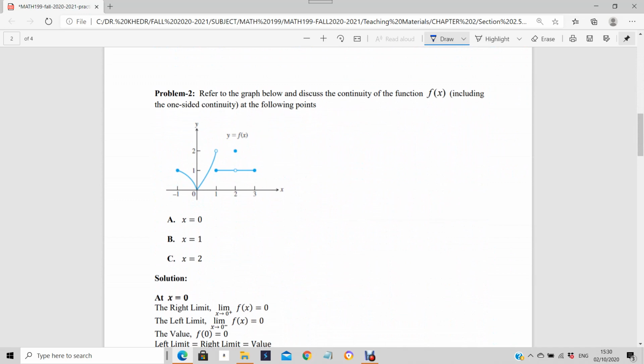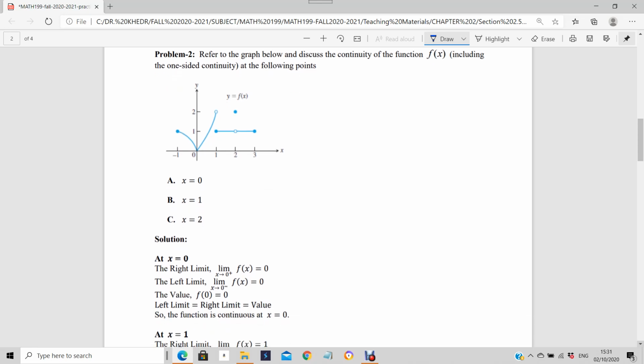Now for the rest of the questions here, we use the graphical method. So let's see this graph. So this is the graph of a function f of x. The function is not given to us, only the graph of the function is given to us. So we need to discuss the continuity of this function by referring to the graph, including the one-side continuity at the following points. At x equals 0, at x equals 1, and at x equals 2. Okay, let's start with the first point at x equals 0.